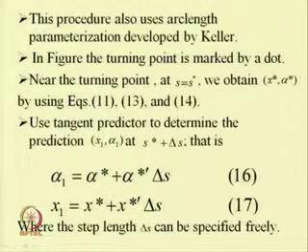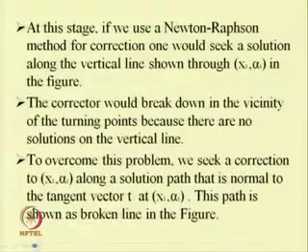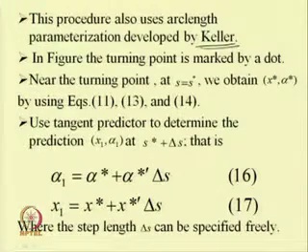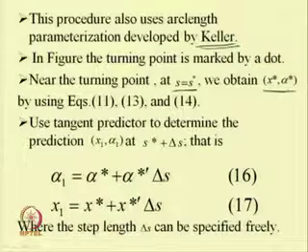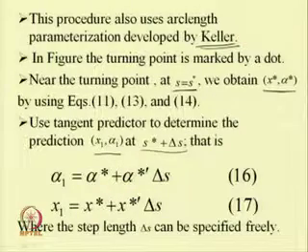This procedure also uses the arc length parameterization. Here we discuss the method developed by Keller. That reference I will show after a few minutes. Already I told that at s equal to s star we have this turning point. So, now one can get near the turning point at s equal to s star, and we can obtain this x star alpha star by using our previous equations. Then use the tangent predictor to determine the prediction x 1 alpha 1 at s star plus delta s.